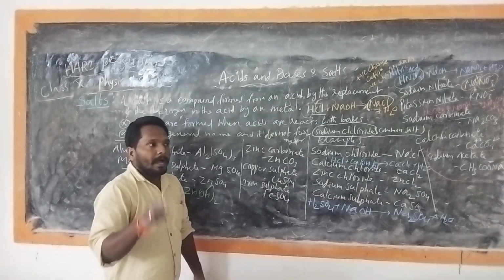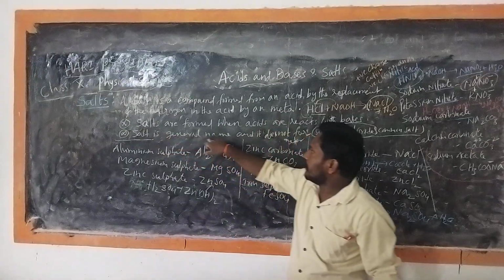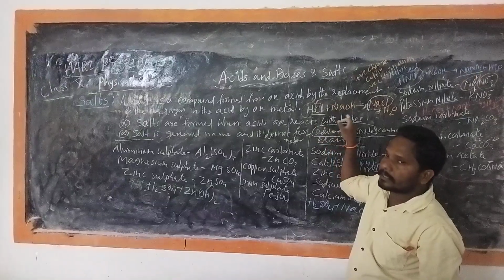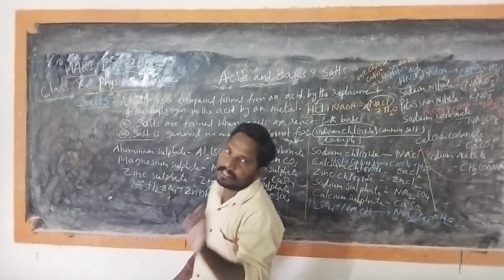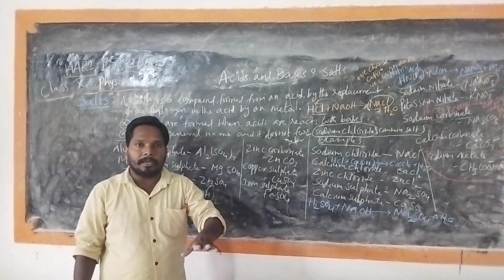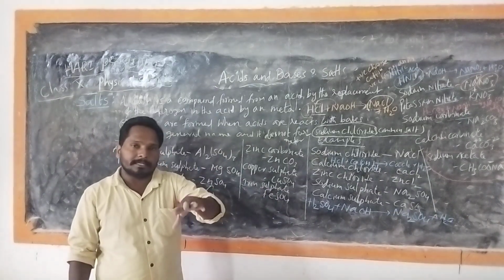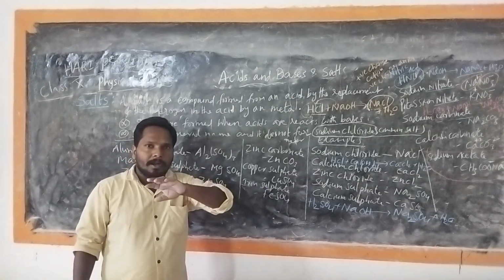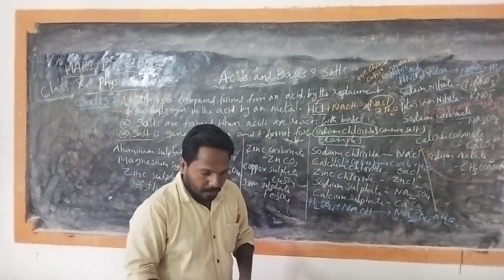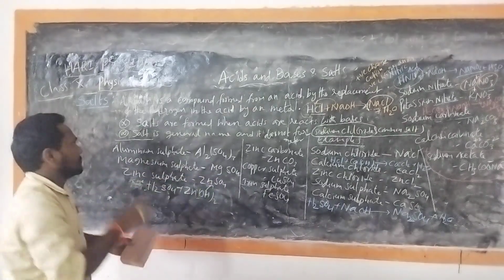So salts are generally formed when an acid reacts with a base in a neutralization reaction, and a chemical salt is obtained. A chemical salt consists of two parts, an acidic part and a basic part. Right. So let us discuss the pH of salts.